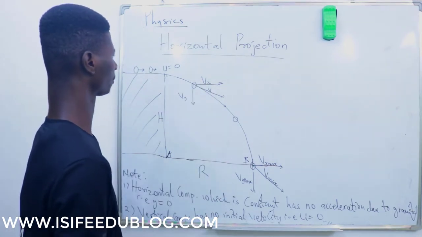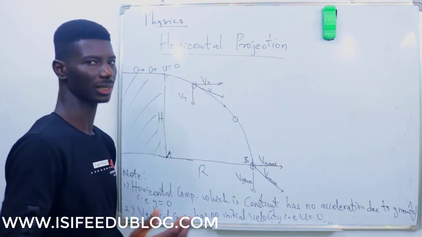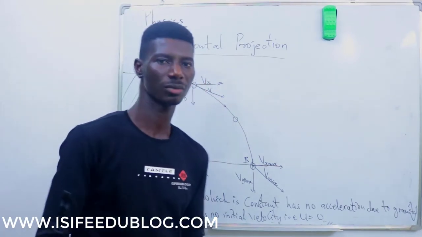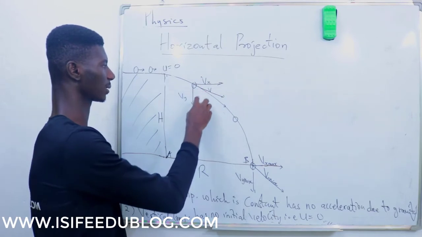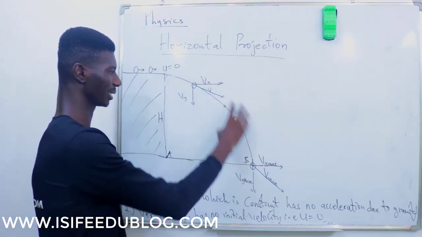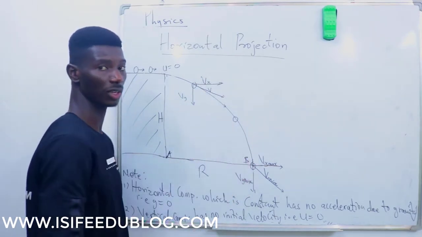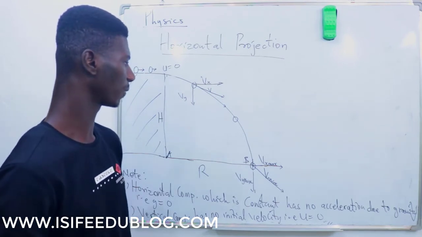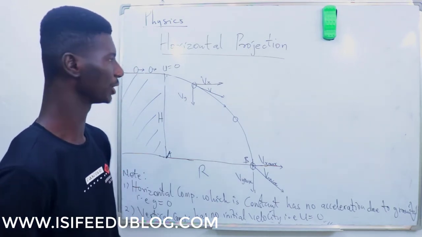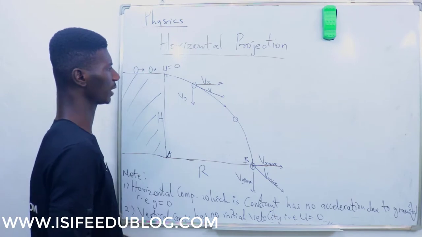Okay, first, before we talk about the time of flight and the maximum height, we need to get what these velocities will give us before we enter into time of flight, maximum height, and the range. Now, what do you think Vx will give us?